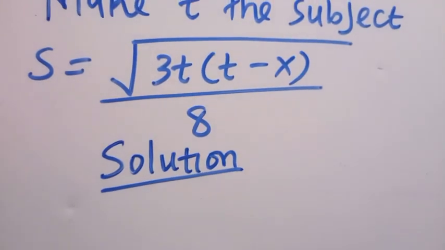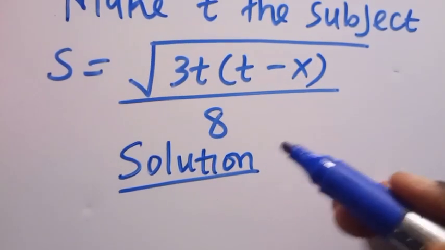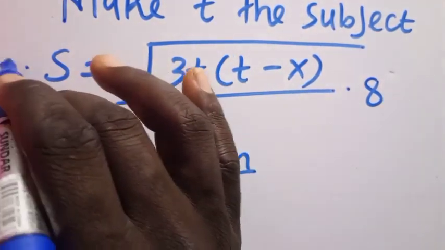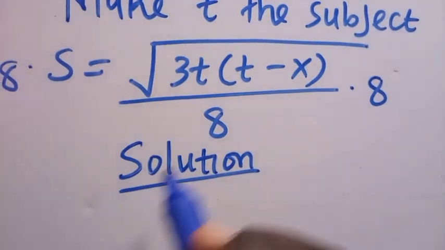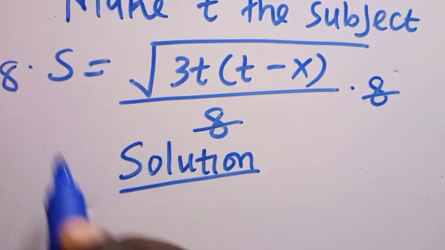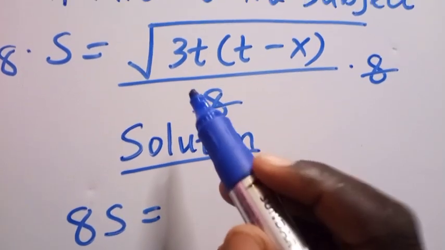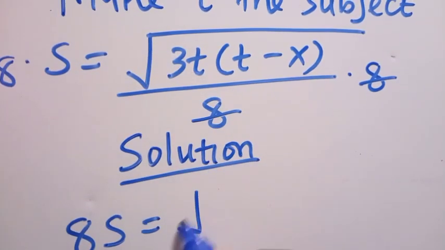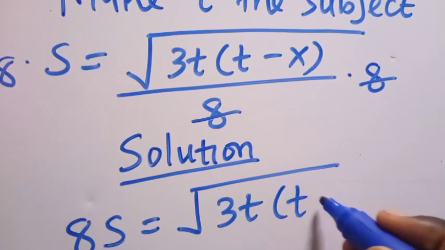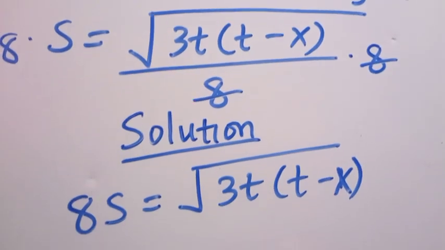Now, the first thing that we shall do here is to eliminate the 8 that is in the denominator. That is by multiplying by 8 on both sides. And if we multiply by 8 on both sides, then this one and this one simplify. And therefore, 8 times s is 8s equals the square root of 3t into t minus x. That is t minus x.